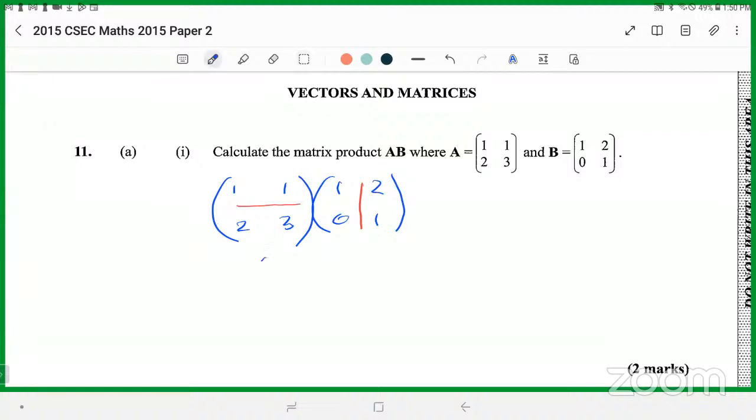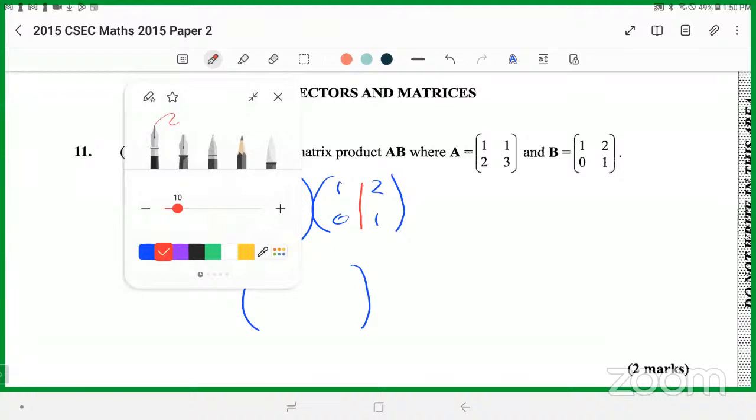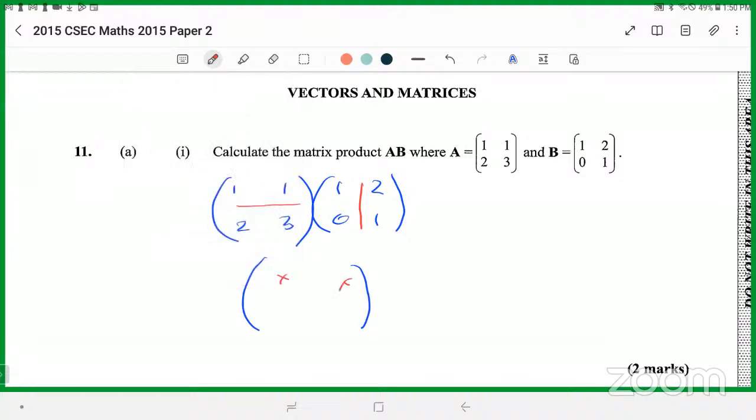It's going to be equal to a 2 by 2 matrix with 4 values. Let's get the red. Ready? Let's go again. The first value here is in the first row, first column. So using this first row, this first column: first element times first element, second element times second element. 1 times 1 is 1, 1 times 0 is 0.